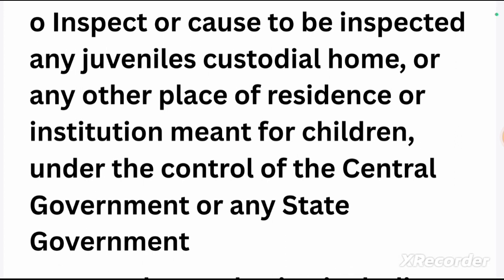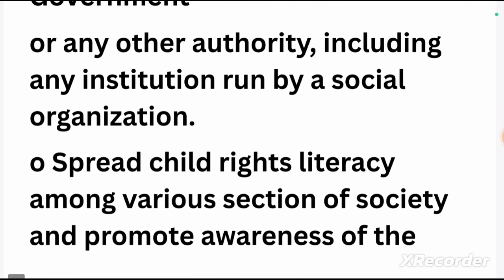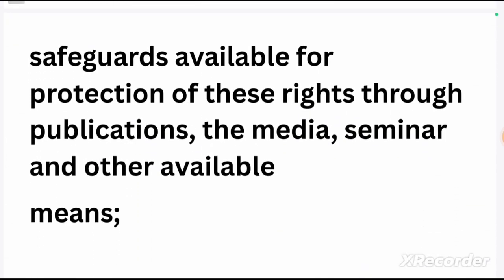Inspect or cause to be inspected any juvenile custodial home or any other place of residence or institution meant for children under the control of the central government or any state government or any other authority, including any institution run by a social organization. Spread child rights literacy among the various sections of society and promote awareness of the safeguards available for the protection of these rights through publications, the media, seminars and other available means.